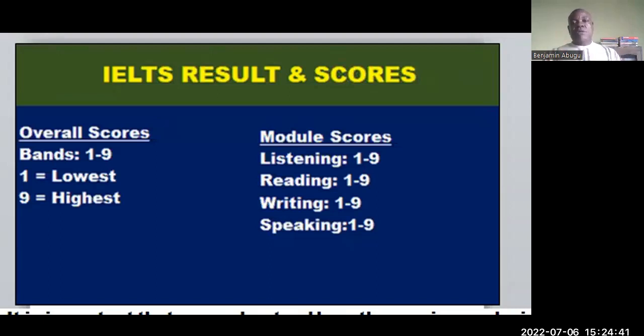Okay, now we want to look at IELTS results and scores. Now, IELTS scores are called bands, and for the overall score, you have band 1 to 9. 1 is the lowest and 9 is the highest. And you also have the same band scoring system in the various modules. In listening, you have band 1 to 9. In reading, you can score band 1 to 9. In writing, the same. In speaking, the same.